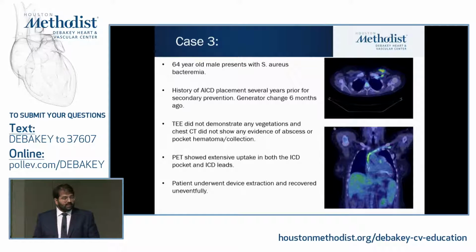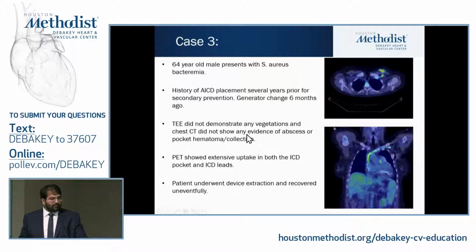Okay. Case 3. So this is our ICD case. Patient presented with Staph aureus bacteremia. He had a gent change. He's had an AICD for many years, but he's had a gent change relatively recently. That's just the generator pocket was opened. And because of Staph aureus bacteremia, just having bacteremia with any hardware is kind of a soft indication for explanting the whole device.